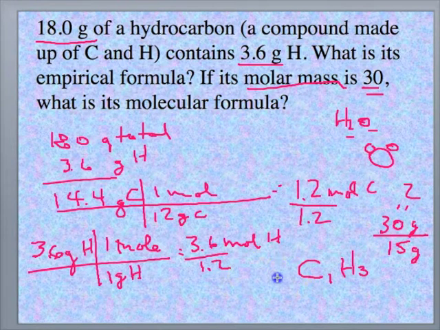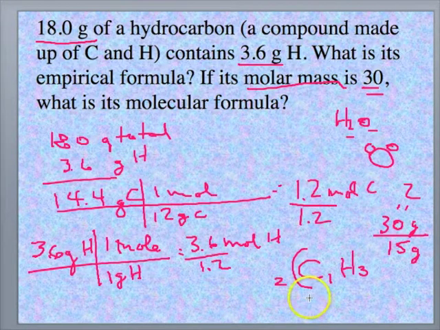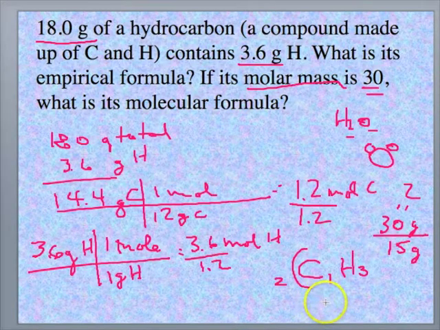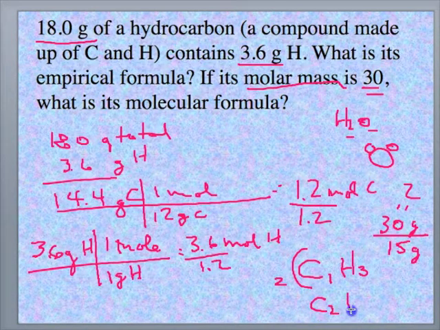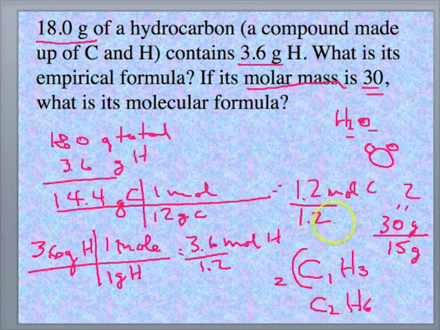So what I'm going to do is multiply every subscript by 2. It will no longer be the simplest whole number relationship, but it'll have the correct molar mass. So I'm going to have 2 carbon, and I'm going to have 6 hydrogen, and it's going to have a molar mass of 30, and yet the carbon and hydrogen are still in the relationship of 1 to 3.